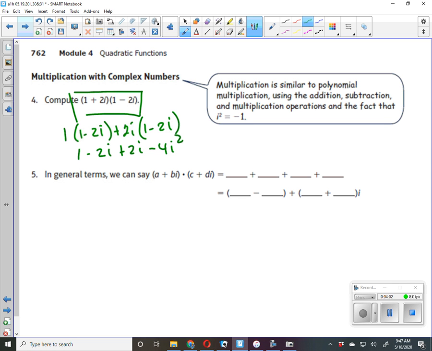Now we're not done yet. Notice the plus and minus. This is a difference of squares. That means that the middle term here is going to go away. Why? Because they subtract out. This i squared automatically becomes negative 1. Negative 1 times negative 4 becomes 1 plus 4, so our answer is 5. And notice that the difference of squares with an i squared becomes a whole number, a real number.